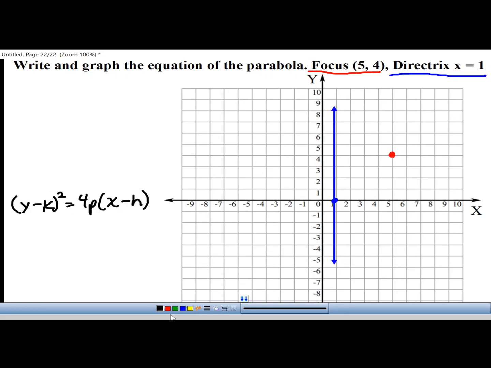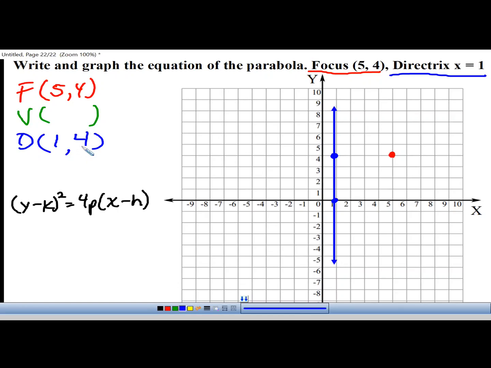Okay, so let's gather our information. Our focus is at 5, 4. We need a vertex, and we need a directrix point, because they need to be aligned, right? So if I'm aligning that point to this focus straight to the directrix, I place my point right there. What is the coordinate of that point? 1, 4.